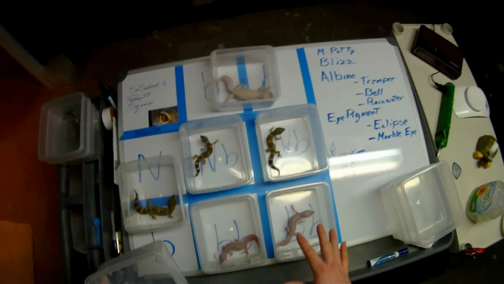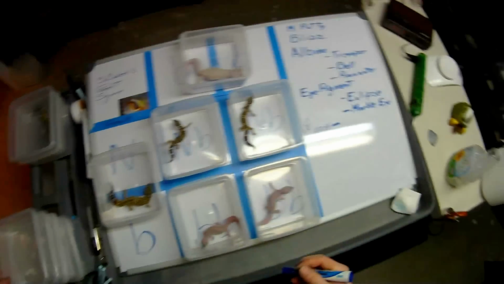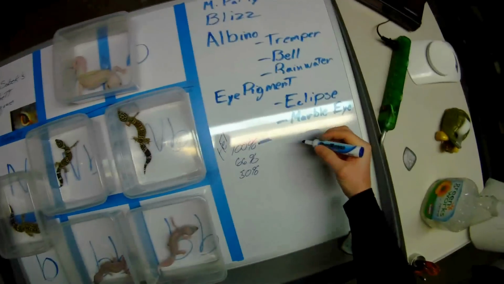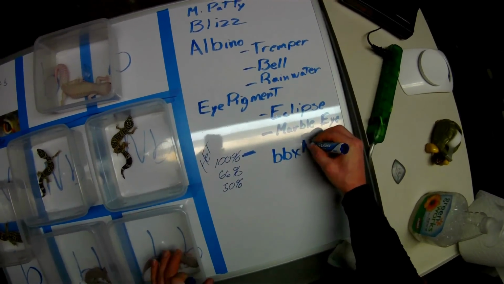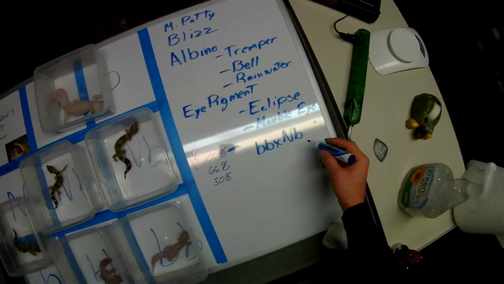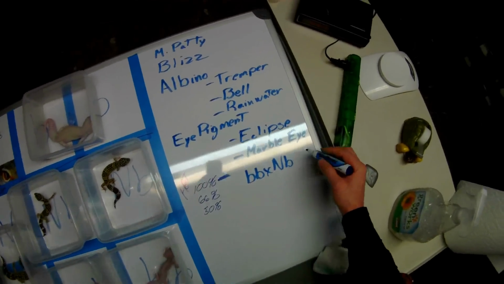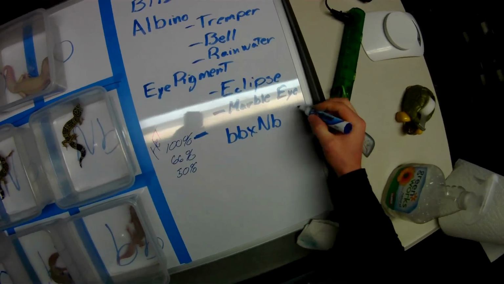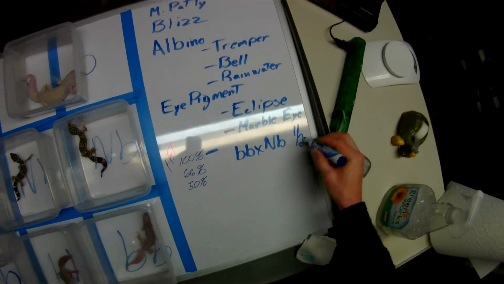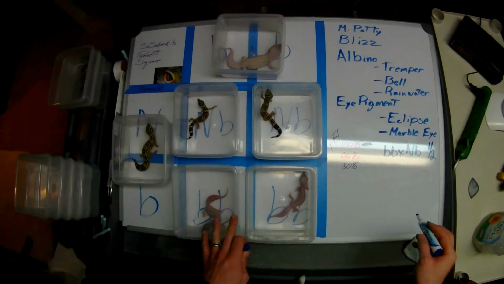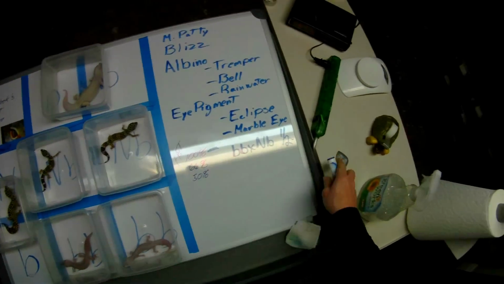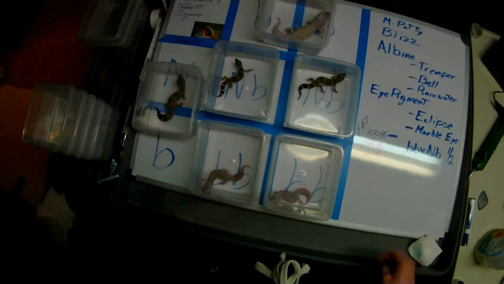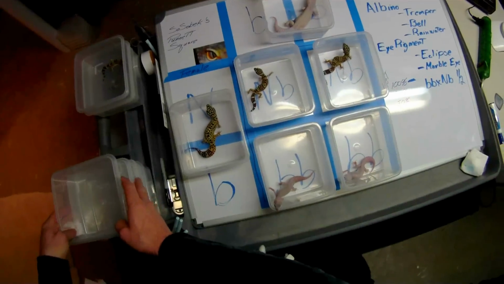And this is just probability. So basically, we'll do this over here as well. We're going to do bb crossed to Nb, which is a visual to a het. You are going to get half and half. Half of the babies will look like the trait that you're going for, and half of them will be het. So that's where the half comes in there. Or not percentage, but the fraction of half.